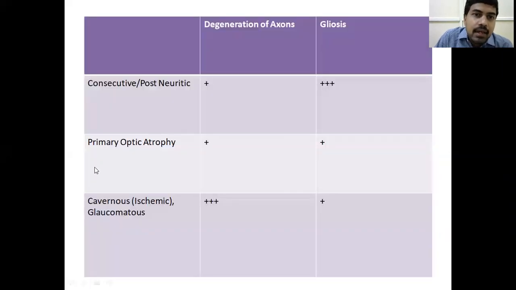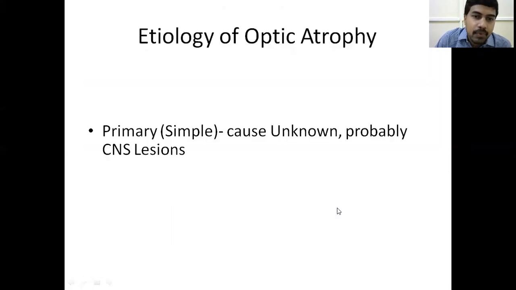Second thing is, if it is a consecutive or post-neuritic type, the gliosis is more. In primary optic atrophy, both are the same. It gives a chalky white disc. In cavernous, that is ischemic and glaucomatous, degeneration is more compared to gliosis. So these things will help you.